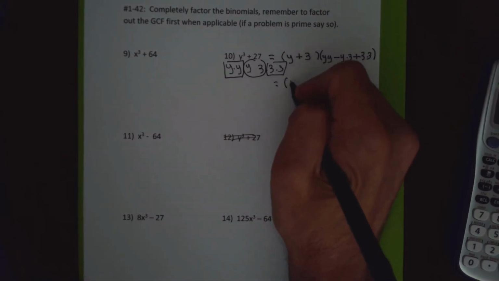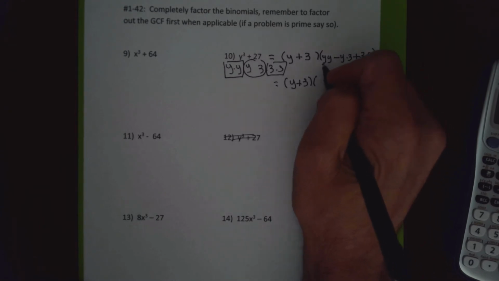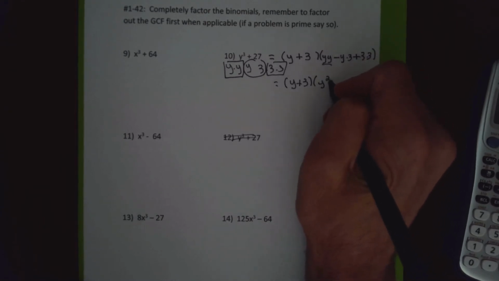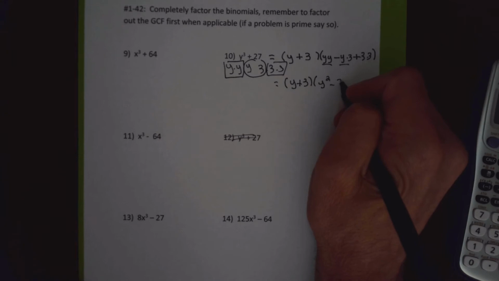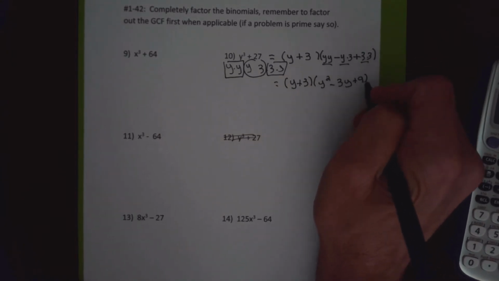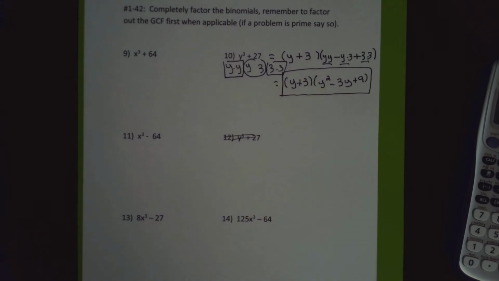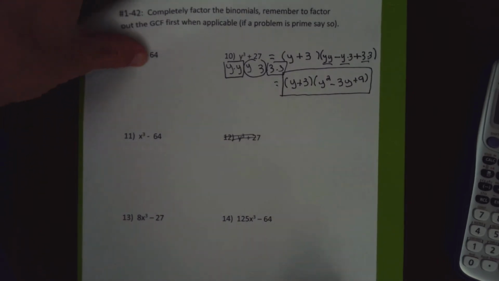And I'll get something that I'll call an answer in a second here. The y times y multiplies out to be y squared. The y times 3 multiplies out to be 3y. The 3 times 3 multiplies out to be 9. And so that's going to be the answer. I'm done with that. Let's move down to something more complicated.